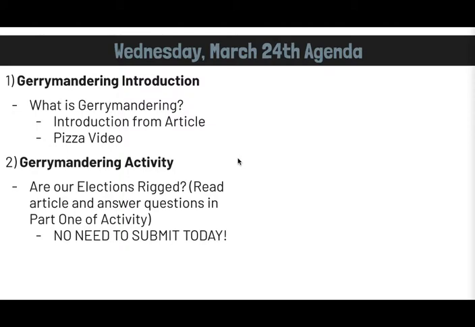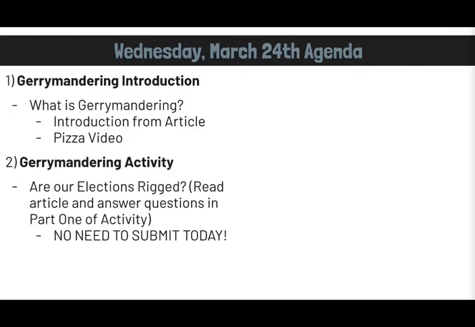What is it? We're going to do two things. I'm going to start by reading an article to give you an introduction, and then we're going to watch a video that explains gerrymandering through the lens of pizza, because pizza is the greatest food of all time. After that, you're going to have the second portion of class today to read an article titled Are Our Elections Rigged? You're going to read the article and answer 4 quick questions, but you do not need to submit today. You're going to submit that activity tomorrow.